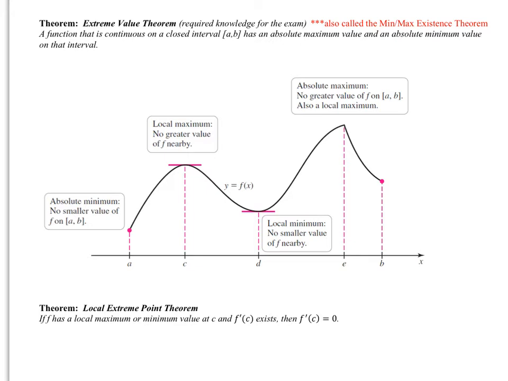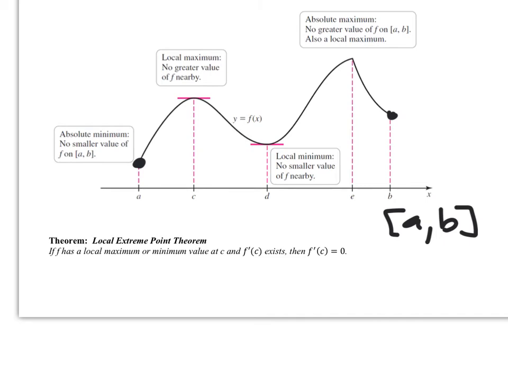It's also called the Max Min Existence Theorem. A function that is continuous on a closed interval has an absolute max and an absolute min on that interval, for sure. But it has to be closed. So see, I have closed circles here and here. That can be denoted by, on the interval a to b, and the function must be continuous. So the theorem applies if those two are present.